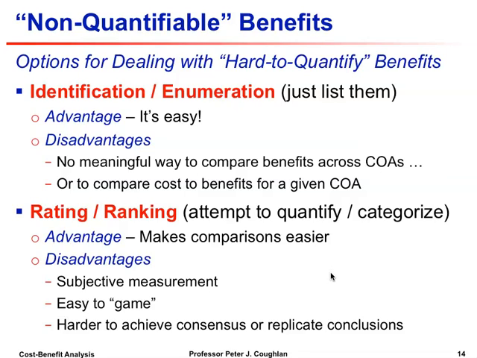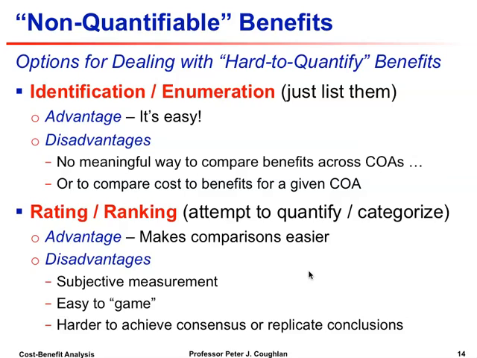But the advantages, of course, are it's easy. You just list them. That's certainly an easy task. But the disadvantage, of course, is there's no meaningful way to compare the benefits across COAs. You might have different benefits across different COAs. If they're just listed, then the question is, which course of action gives us the greatest benefit? Well, you don't know because you've not actually measured them.